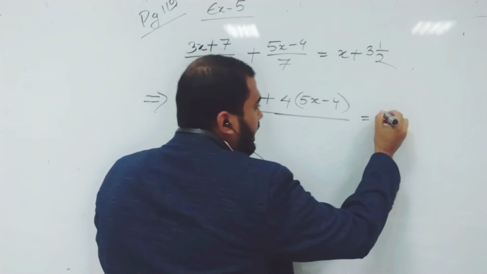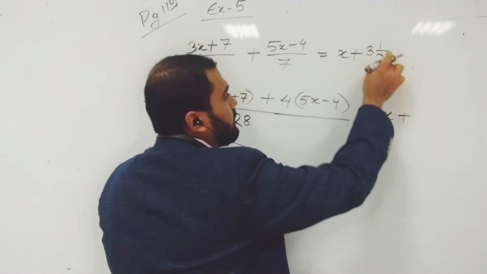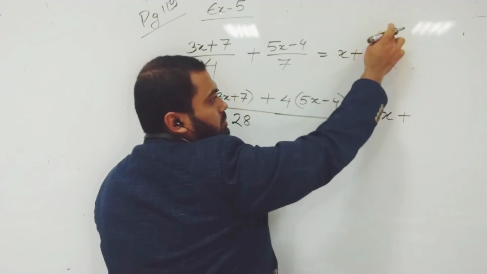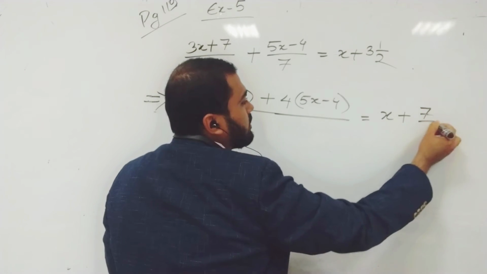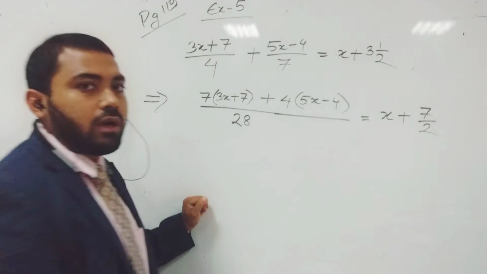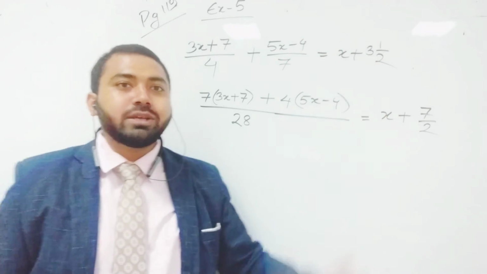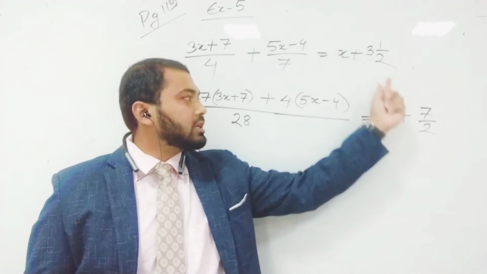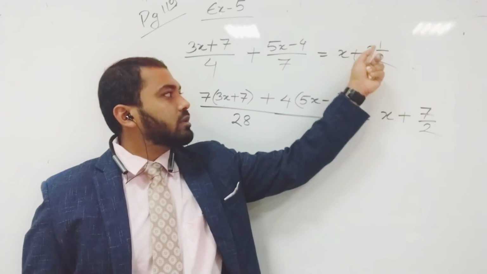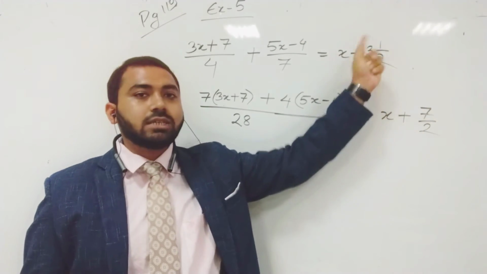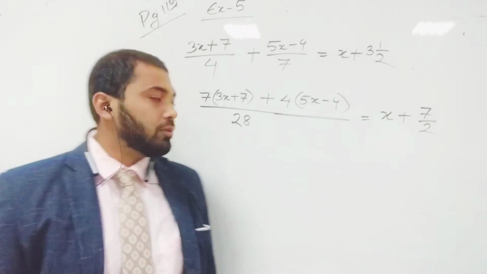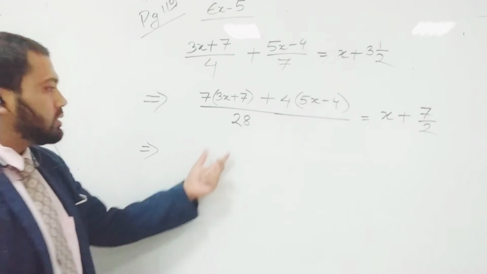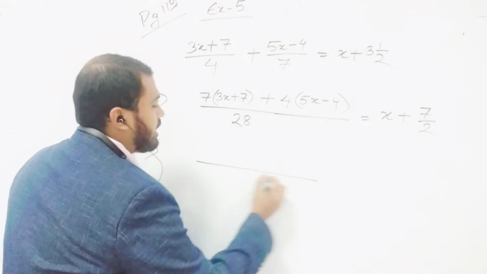Equals to x plus, if we convert this mixed fraction to an improper fraction, 2 into 3 is 6, 6 plus 1 is 7, so 7 by 2. I'm sure you must know how to convert a mixed fraction to an improper fraction, right? The denominator stays as it is, then in the numerator, 2 into 3 is 6, 6 plus 1 is 7, so 7 by 2. Okay, next. So the LCM stays as it is, 28.